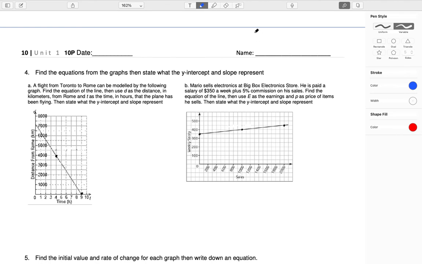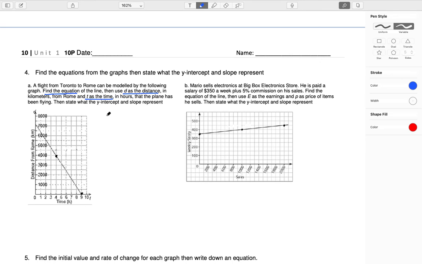Okay, so let's take a look at letter 4A. A flight from Toronto to Rome can be modeled by the following graph. Find the equation of the line. Use d as a distance in kilometers and t as time in hours. Then state what the y-intercept and slope represent.